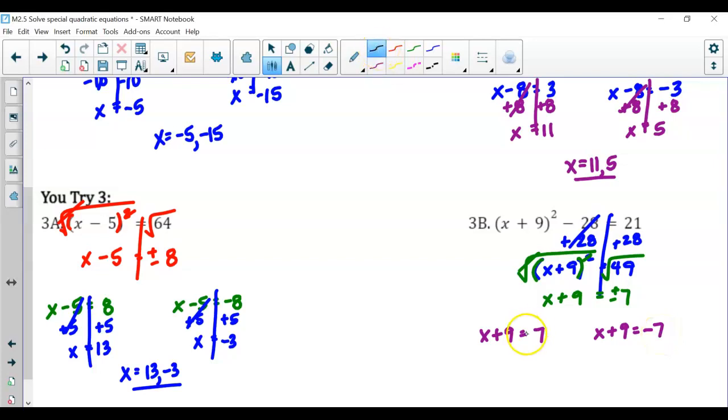So then as you go through and solve here, you needed to subtract 9, because that's the opposite of adding, on both sides. And x is equal to, that's negative 2, 7 minus 9. Then same thing here, subtract 9. But now you've got negative 7 minus 9, negative 16. So x is equal to negative 2 and negative 16.